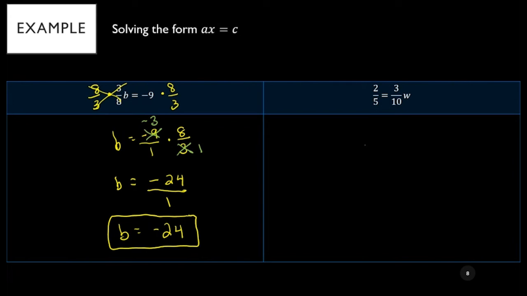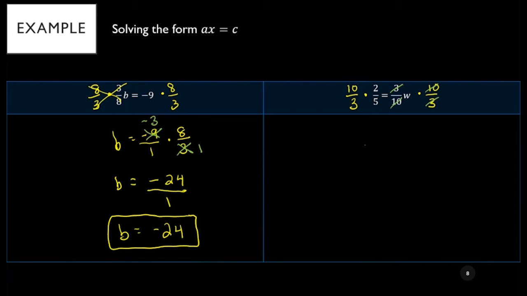So the problem on the right is similar, except that now we have a fraction equals something with a fraction. And we want to get rid of the 3 over 10. So again, I'm going to multiply by the reciprocal. So I'm going to multiply both sides by 10 over 3. And so that basically cancels out the fraction on the right.